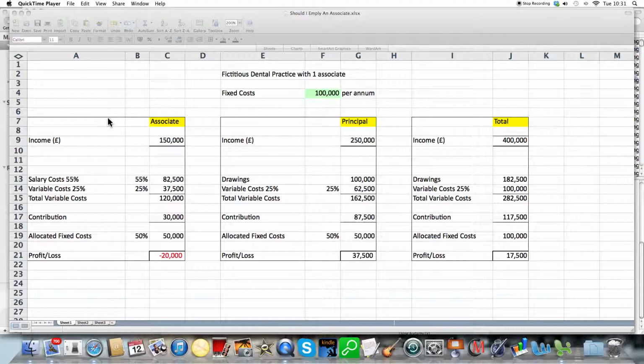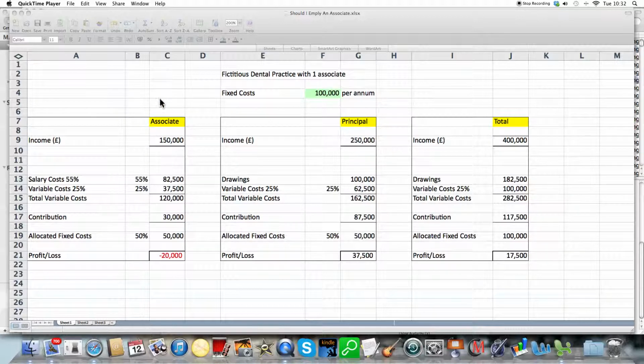There seems to be some confusion at the moment as to the question of whether or not you should employ an associate within your practice or within your business. There are various methods of calculating this, but I thought I'd give you my take on it. So I've set up a fictitious dental practice. Here we are. It's got one associate and the practice has got fixed costs of £100,000 per annum.